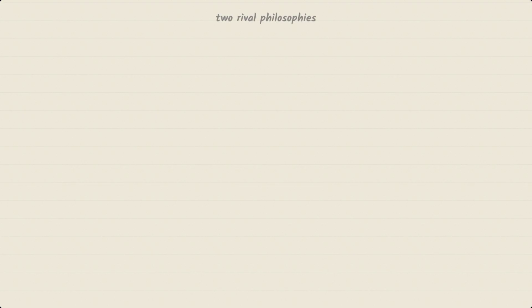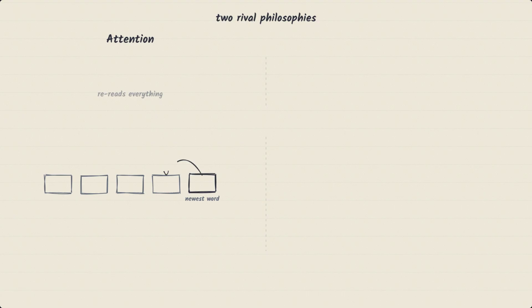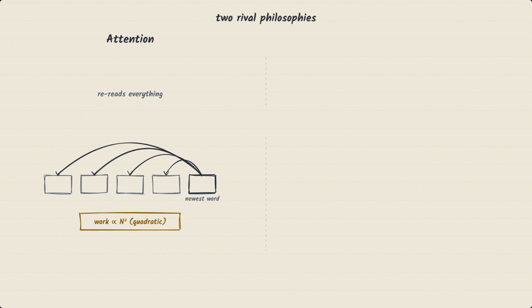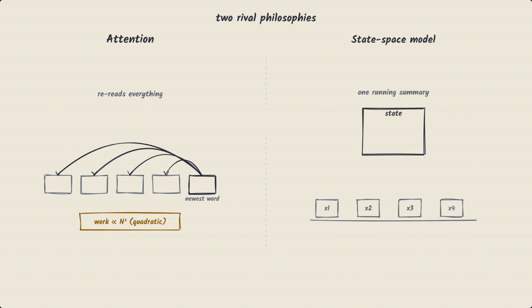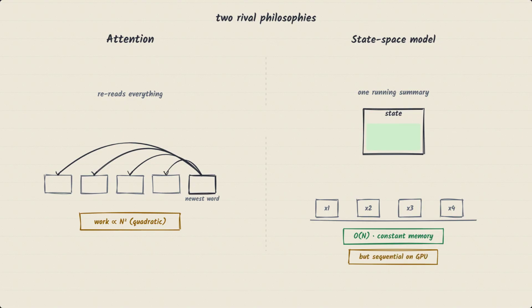Here's the tension. Attention is a genius that rereads the entire conversation for every new word. Brilliant recall, but the work explodes as the square of the length. A state space model is the opposite. It keeps one running summary, a fixed-size state, and updates it token by token. Linear, cheap, constant memory, but harder to train fast on a GPU. Two philosophies that never talk to each other.